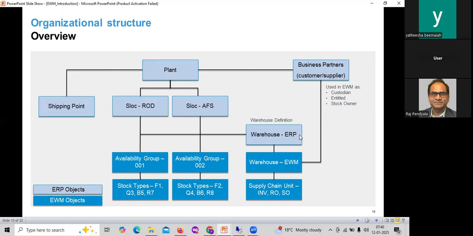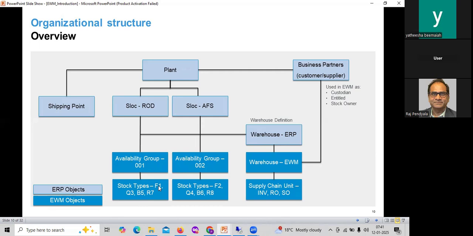So these are the steps in the S4HANA system or ERP system. In the EWM system we have a different org structure, and SAP recommends using these two store locations for the EWM warehouse. Why? Because ROD is the receive on dock, and AFS is the available for sale. You can see we have different availability groups, 001 and 002. So what does that mean? This availability group is linked to the stock types in the EWM system. For example, F1, Q3, B5, R7.